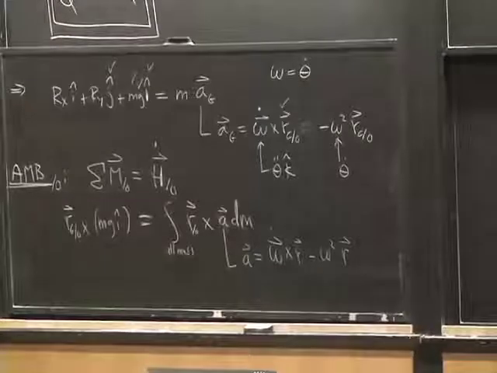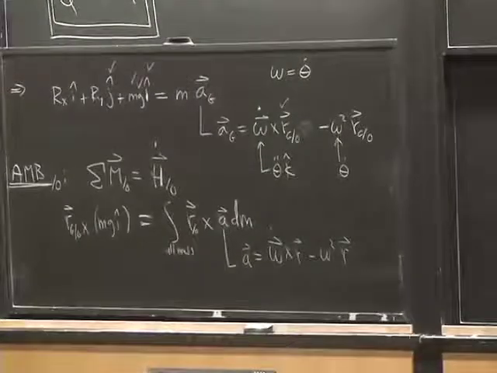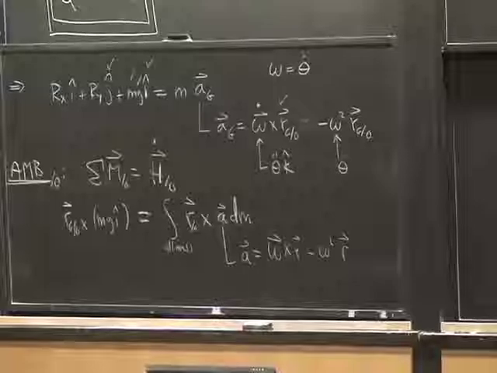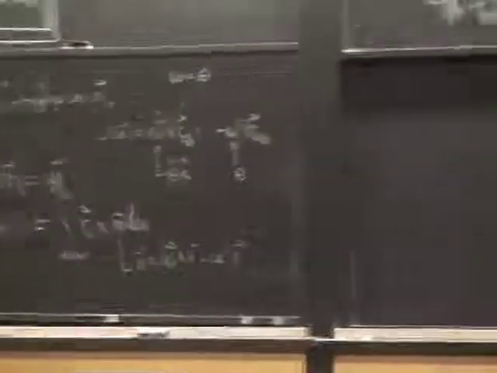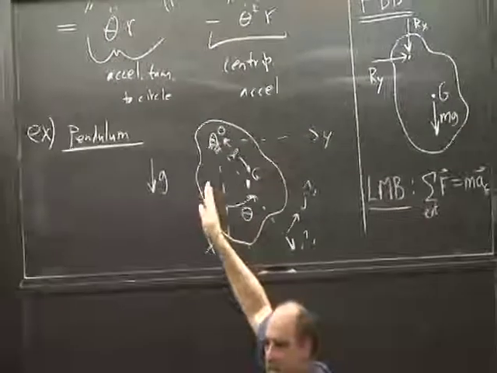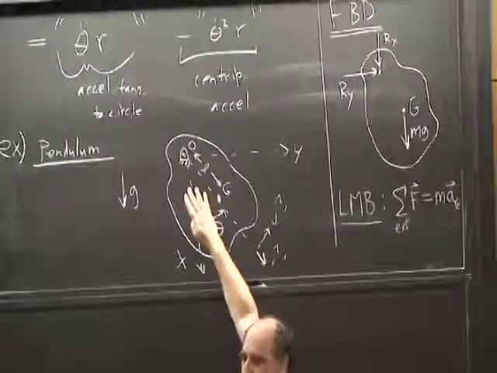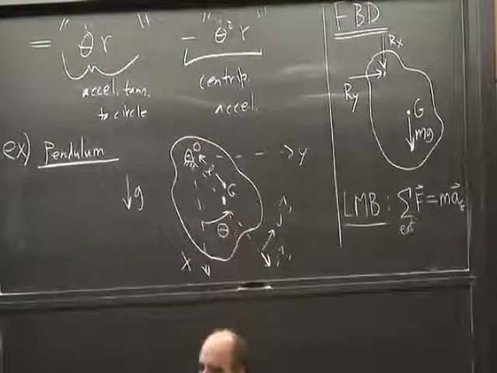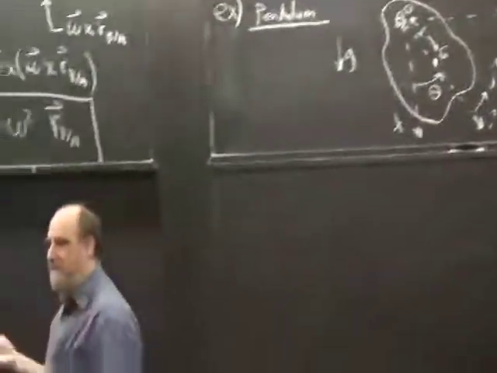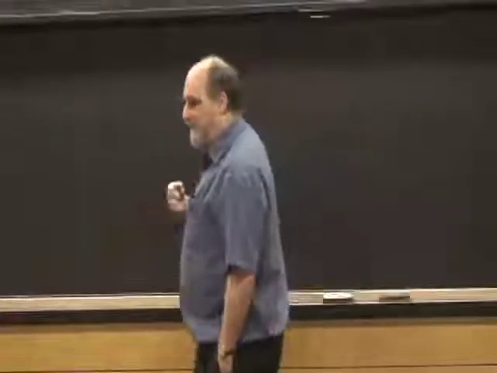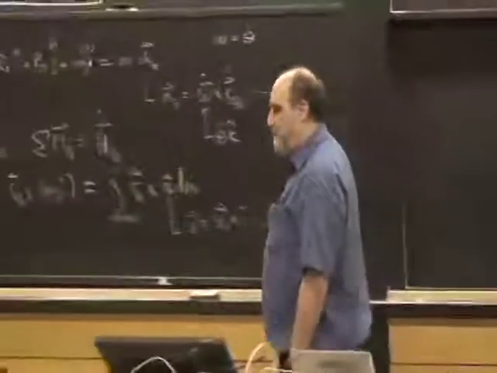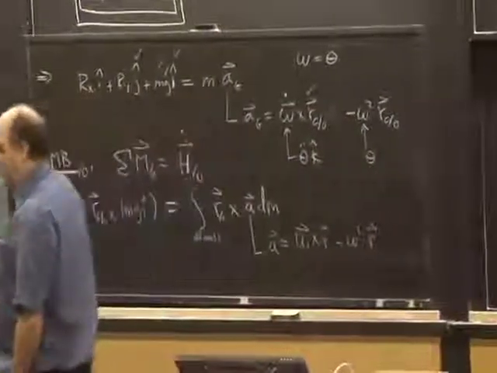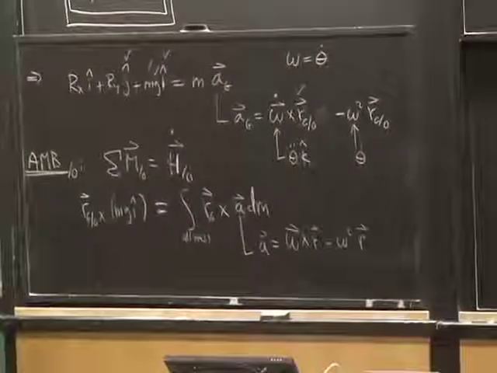Any questions so far? Okay, what's our goal again? Our goal is we want to find a differential equation to figure out how this thing moves. We'd like, given this position and velocity, to figure out what theta double dot is. What are our tools? Our tools are the laws of mechanics, most importantly linear momentum balance and angular momentum balance. Most practically, most often angular momentum balance.